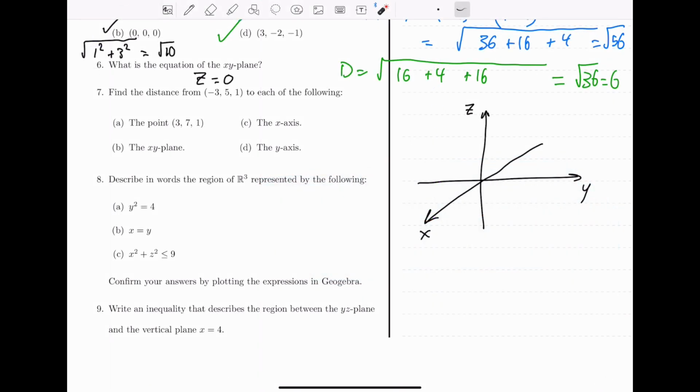Take a look at example 7. We want to find the distance from this point, -3, 5, 1, to several different things. We want to find the distance to this point. We'll just simply use the distance formula. Then we'll find the distance to the xy plane, and then to a couple of axes. Let's see how to do this.